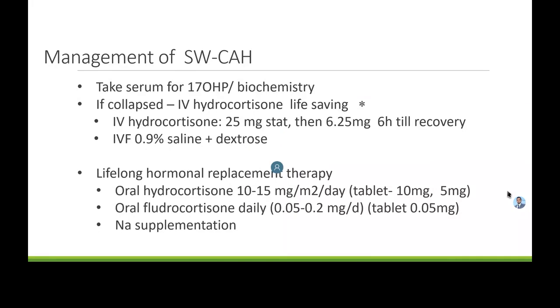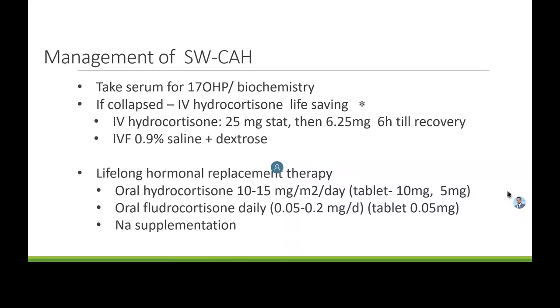So what we give is hydrocortisone. In children, we don't give dexamethasone or prednisolone because it impairs growth. So those are given only in very special situations, like if there is testicular rest tissue or after the growth has finished, we can consider those. But in childhood, the treatment is hydrocortisone because it has a short half-life and it has less growth suppressive effects.